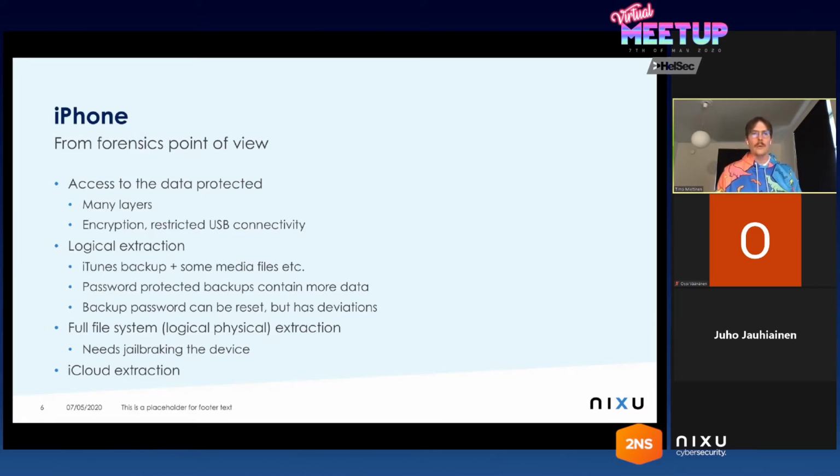Then in disk forensics, people usually talk about physical extraction, which usually means a bit by bit copy of the whole disk. But in the iPhone context, there's no easy way to access the memory bit by bit, and the closest to that is actually full file system extraction. Some tool vendors call it logical physical, or they might have some other fancy words for it, but basically that's the most complete way of getting data out of iPhone, and that always needs jailbreaking the device.